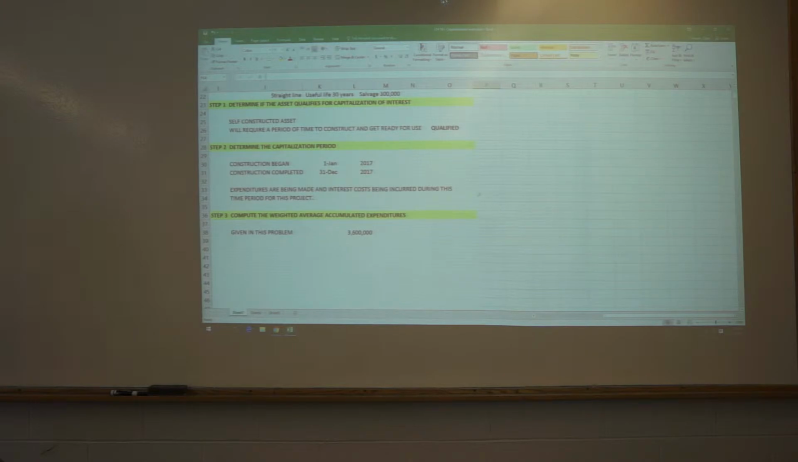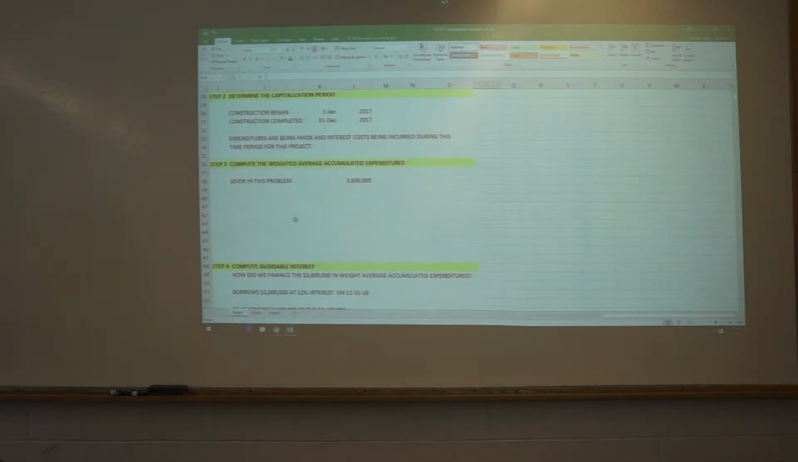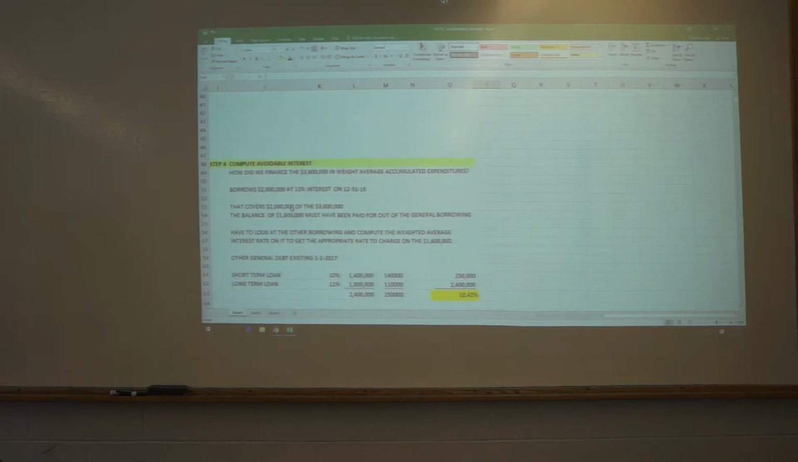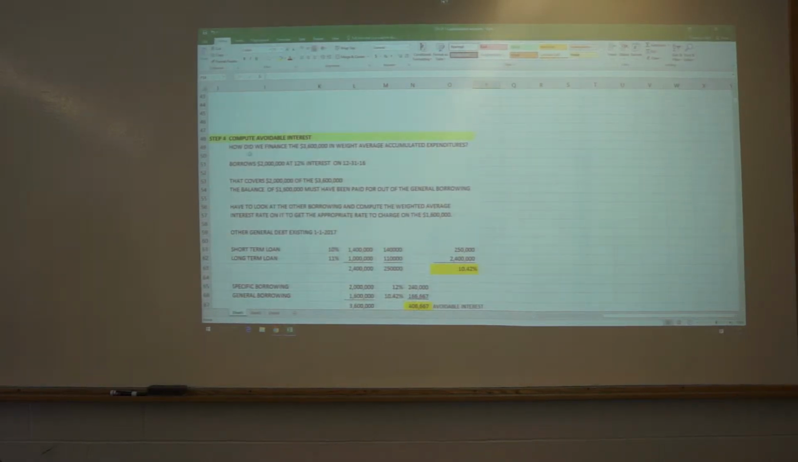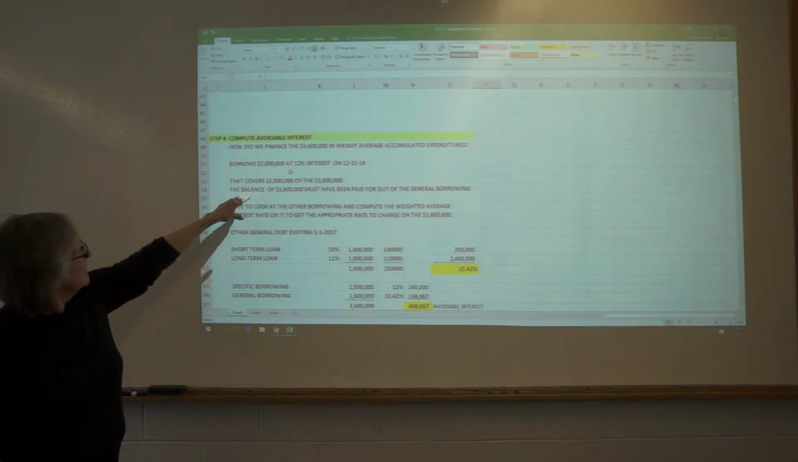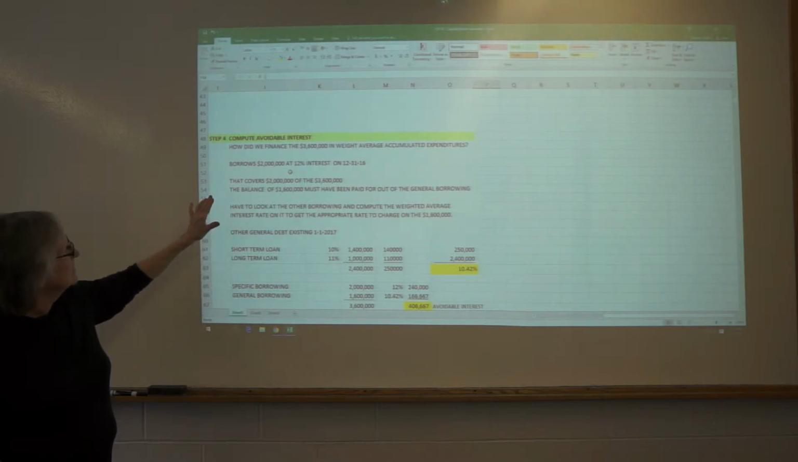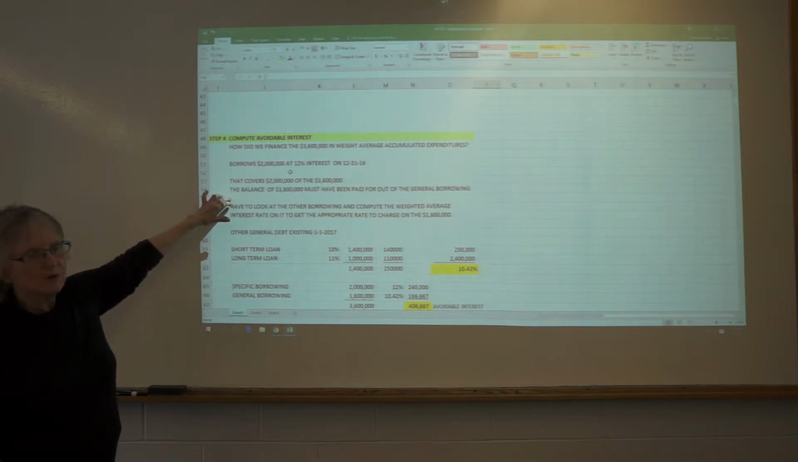Okay. Capitalization period they give us, January 1 to December 31, okay? They give us the weighted average accumulated expenditures, and then we have to compute the avoidable interest. Okay, so we're asking the question, how did we finance that 3.6 million of weighted average accumulated expenditures? We've got $2 million covered by the construction loan, okay? So we had specific borrowing of $2 million. But then the balance, the rest of it, the 1.6, was paid for out of the general borrowing.